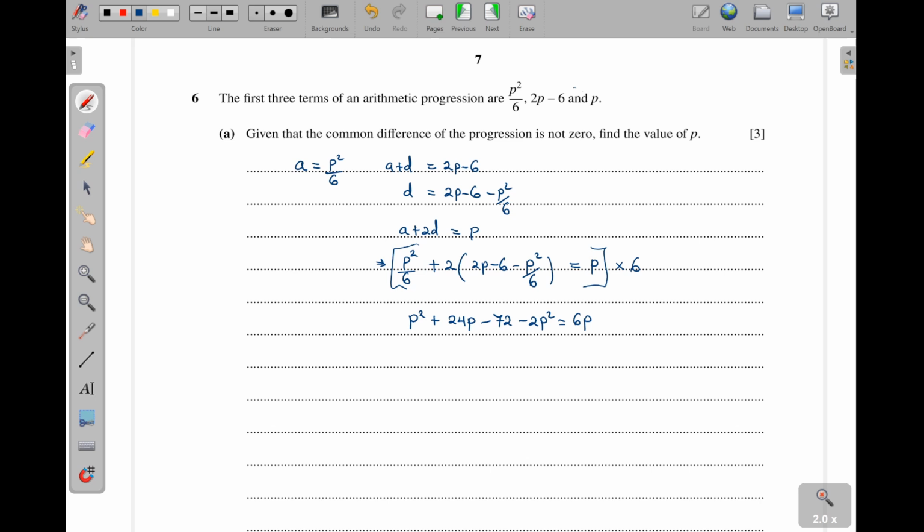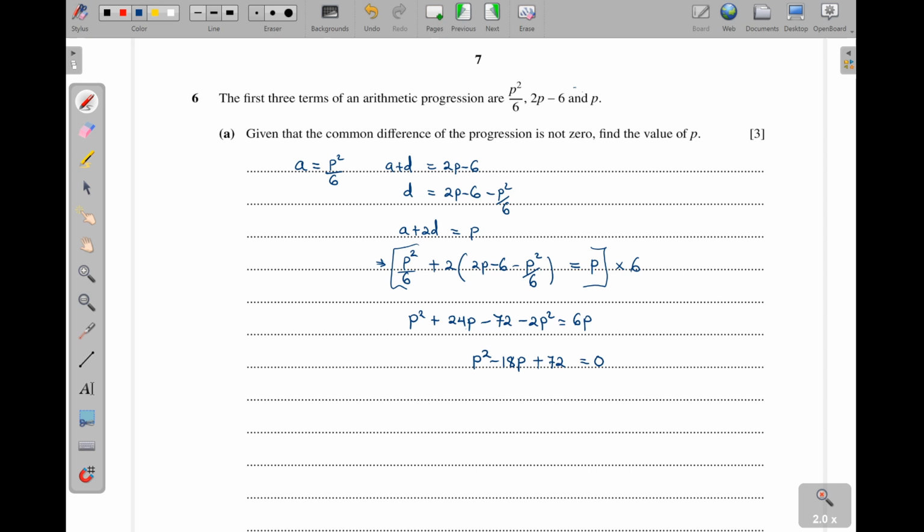Now I can have everything this side such that I have the coefficient of p squared positive. Now this is p squared minus 2p squared, you get minus p squared, but when it crosses, it becomes positive. So we shall have p squared. Then 6p minus 24p, we shall get negative 18p, and when this one crosses, it becomes a plus, so plus 72, which is equal to 0.